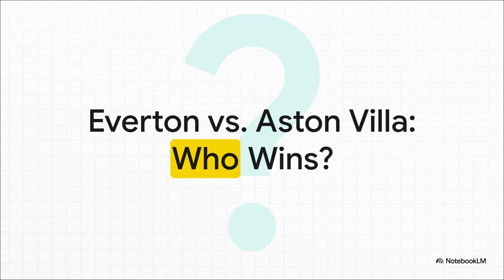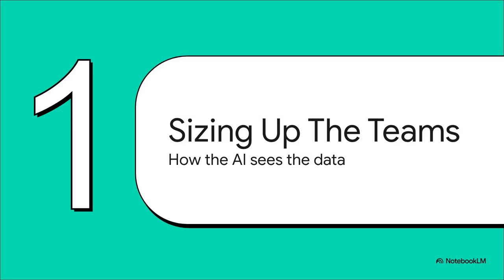The big question everyone wants answered: who's going to take this one? You've got Everton with the home advantage at Goodison Park, but Aston Villa is in some pretty good form. So how does an AI cut through all the noise and the pundit opinions to find a real statistical edge? Let's find out.